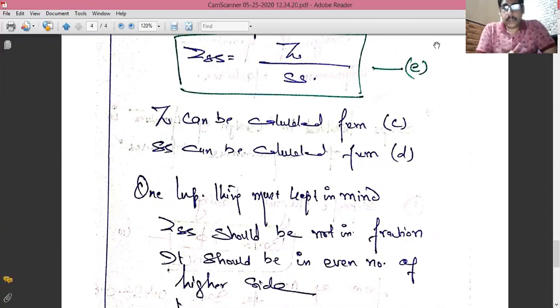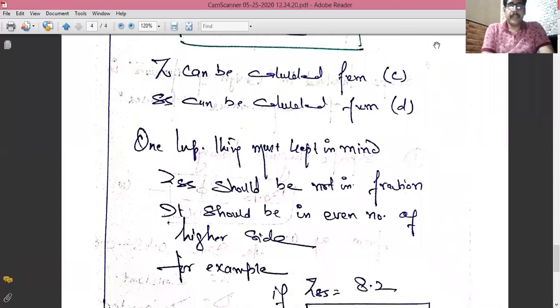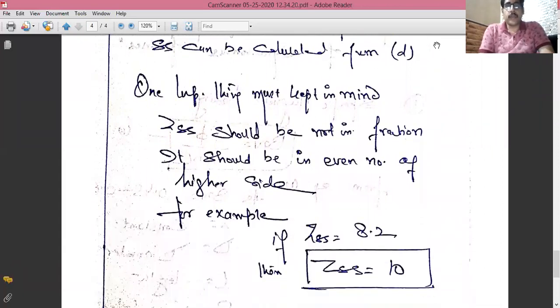One of the most important things that should be kept in mind while dividing the total number of conductors by the total number of slots is that the value may come in fraction. So you don't take the value as a fraction; you should take the value as an even number on the higher side. For example, if Zss is equal to 8.2, you have to take the value as 10. You should not take the value as 8, because you should always take an even number on the higher side. So for 8.2, the even number next to it on the higher side is 10. So that is why Zss is equal to 10.